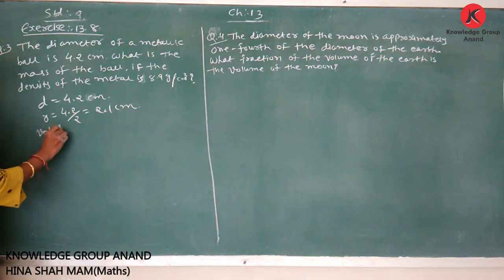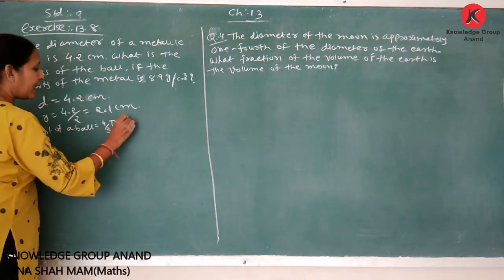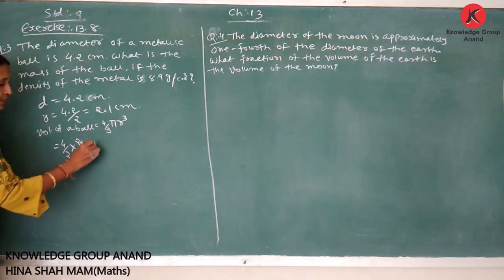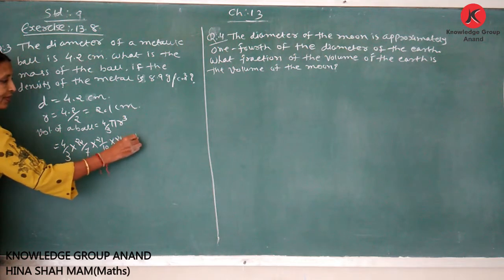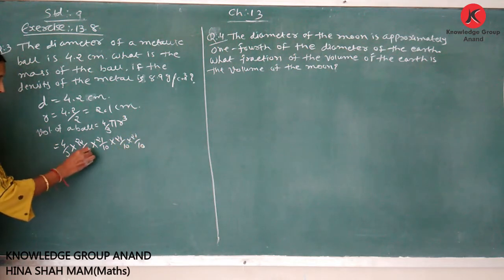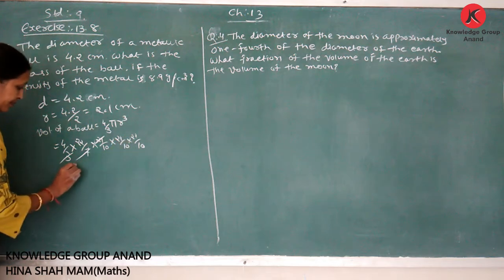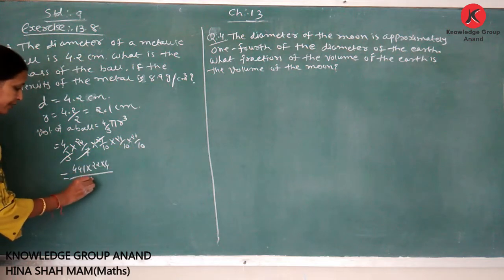Volume of a ball is equal to 4 by 3 pi r cube equals 4 by 3 into 22 by 7 into r cube. 21 by 10, 21 by 10 and 21 by 10. 3 sevens are 21. 441 multiply 22. 22 into 4. Calculate in your notebook.